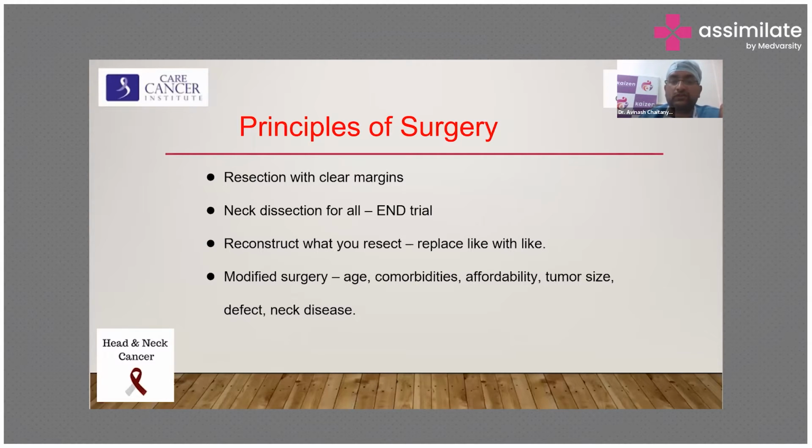Then the third thing that we have to see is reconstruct what you resect. That is, whatever part you have taken out, we have to make sure it is replaced. And replacing should always be like for like. So if you are removing soft tissue, you have to replace with soft tissue. If you are removing the bone, like the mandible or maxilla, it is ideal to replace it with bone. Okay, but all these surgeries are modified according to the age, comorbidities, affordability, defect, and the neck disease.